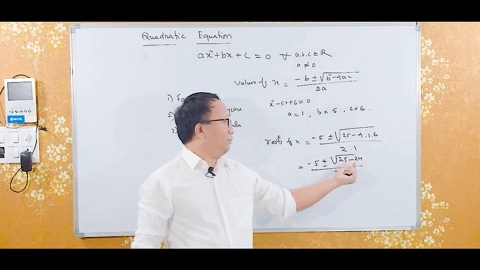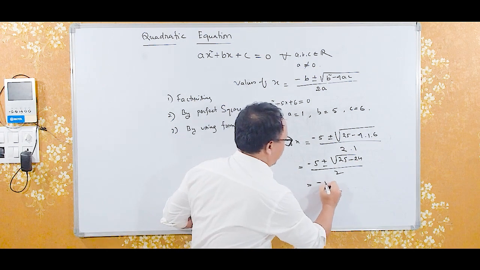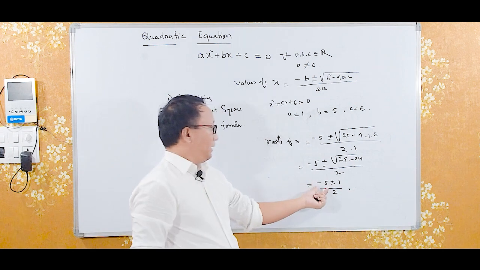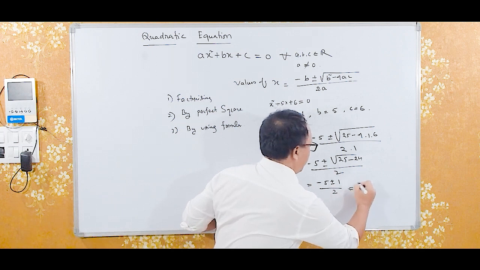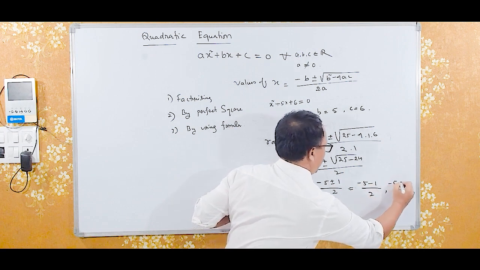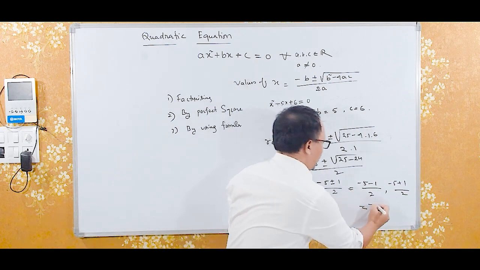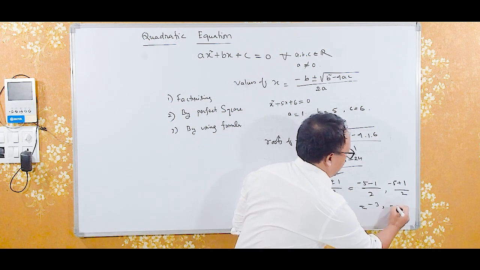25 minus 24 we are getting 1. Square root of 1 is always 1. So minus 5 plus minus 1 upon 2. Let's take 1 plus and 1 minus: minus 5 minus 1 upon 2, and minus 5 plus 1 upon 2. That means minus 6 upon 2 is minus 3, and here minus 4 upon 2 is minus 2.